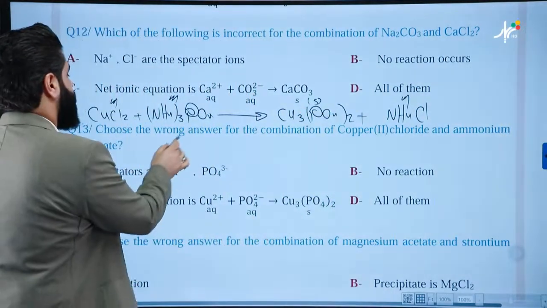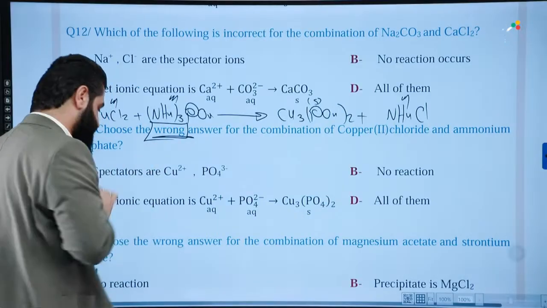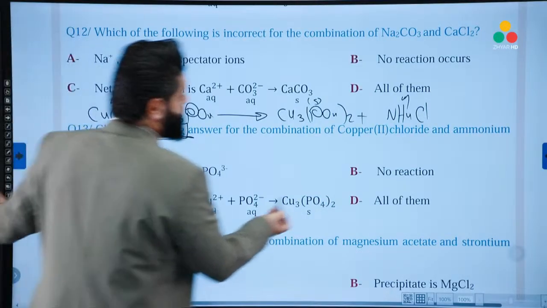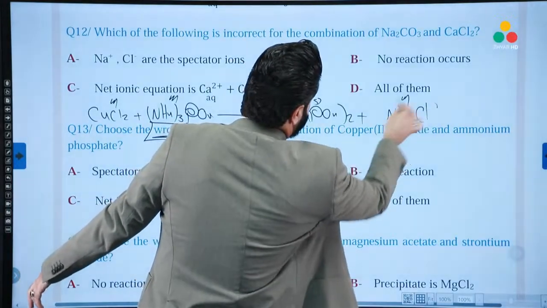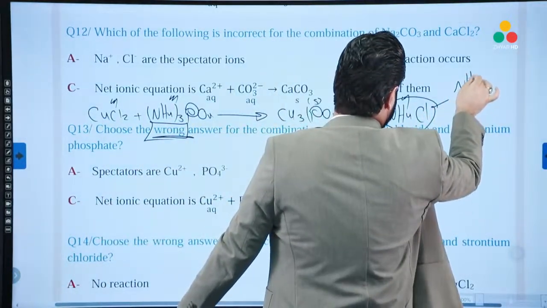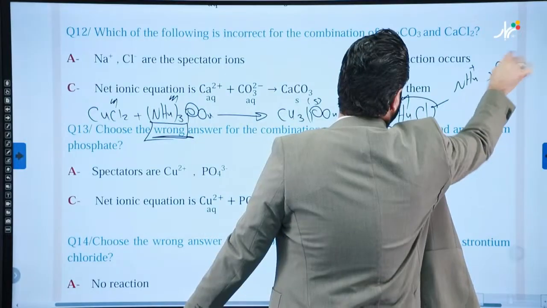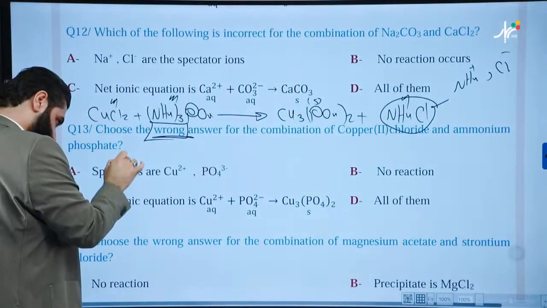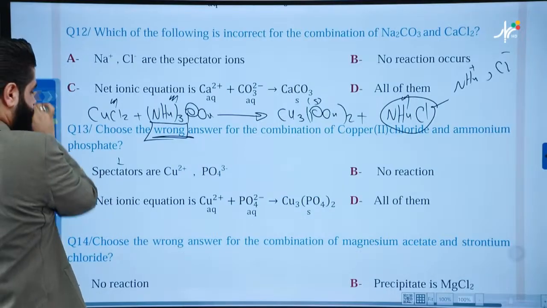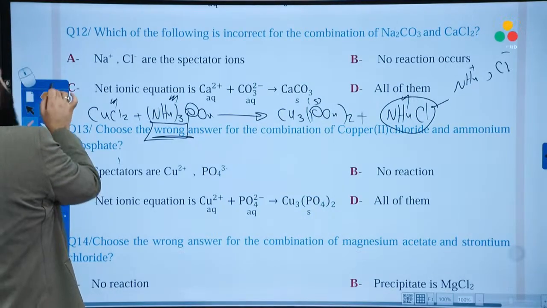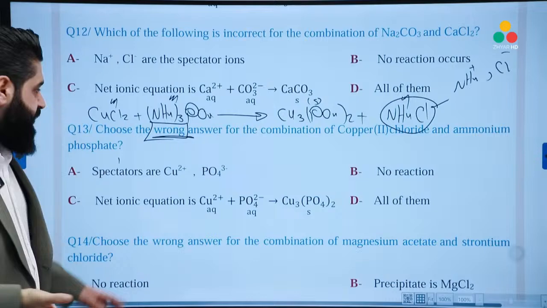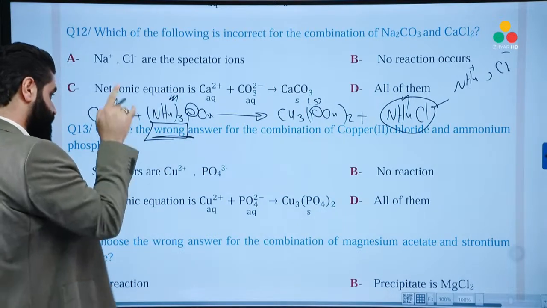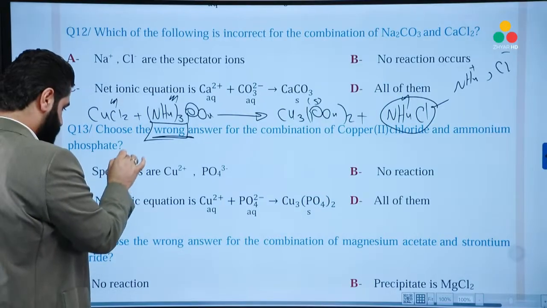Which of the following is a wrong statement? Look, incorrect statement. The spectators are Cu and PO4. No, the spectators are the soluble salt. These are the spectator ions, NH4 and Cl negative. So this is the wrong answer. This is incorrect. I will say this is wrong. It's better: once you see something like select the incorrect answer or wrong answer, just write above the answers if it's wrong or correct. Then select the one according to the question. So this is wrong.